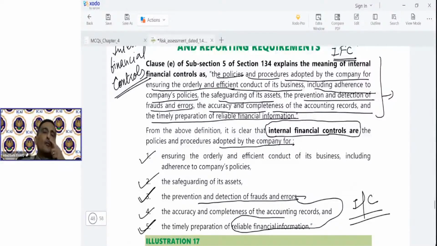So why are we studying internal financial control? Your question would be just that. Because it is specifically defined in the Companies Act 2013 under section 134 subsection 5 clause E, and the statutory auditor has to report on the operating effectiveness of internal financial controls. That is why it is there in your module, and that is why you are studying it.